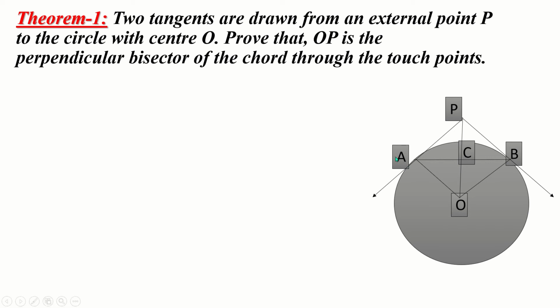And the line joining A and B, this is AB. This is the chord of the circle. We have to prove that OP is the perpendicular bisector of the chord AB, which passes through the points of contact or touch points. That means A and B.